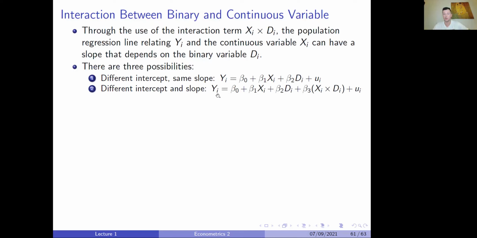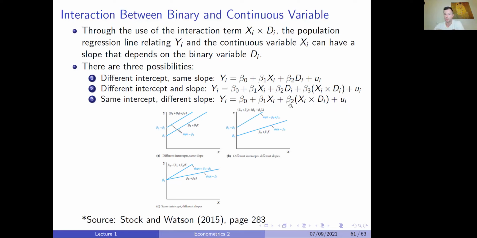Second, different intercept and slope, when we introduce exactly this interaction term. That's what we want. And the third possibility: same intercept, different slope. We don't introduce this binary variable separately. We introduce it only in the interaction term.